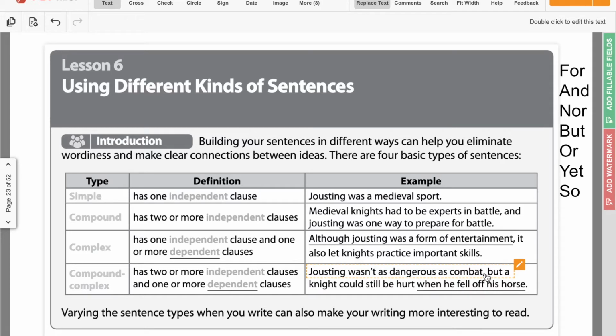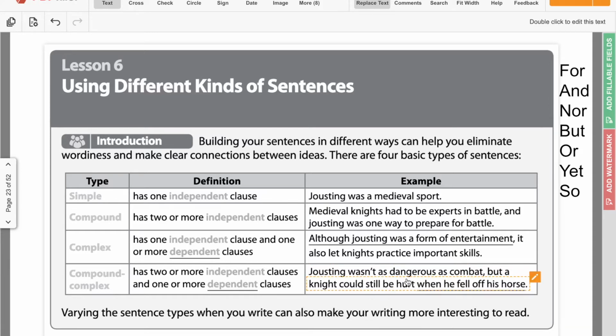Well, we know that's an independent clause because it makes sense on its own. Then we have, but a knight could still be hurt. If we said a knight could still be hurt, that is an independent clause as well. And then it's combined using one of our fanboy words. So we have but. So jousting wasn't as dangerous as combat, but a knight could still be hurt. That would just make it a compound sentence.